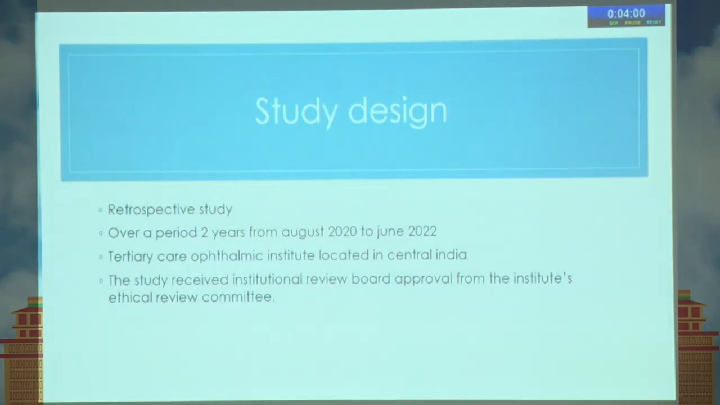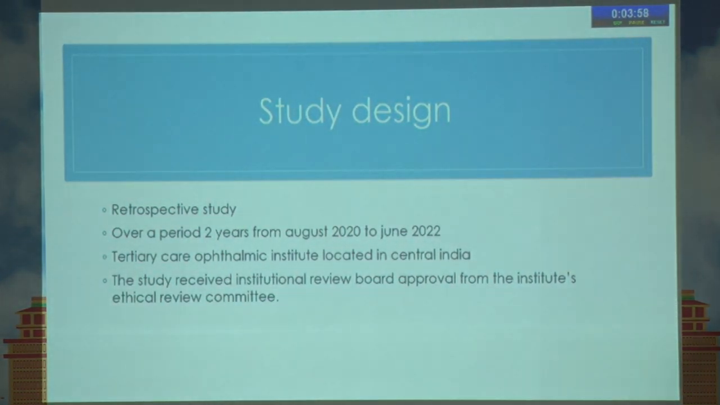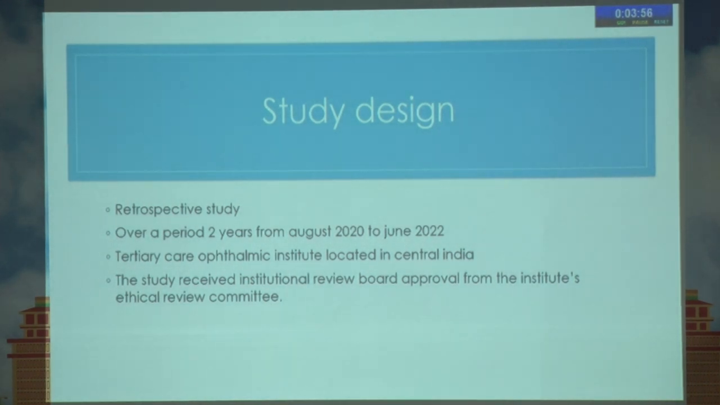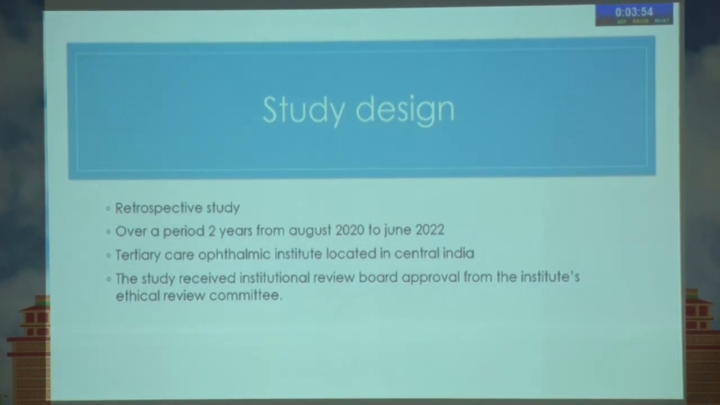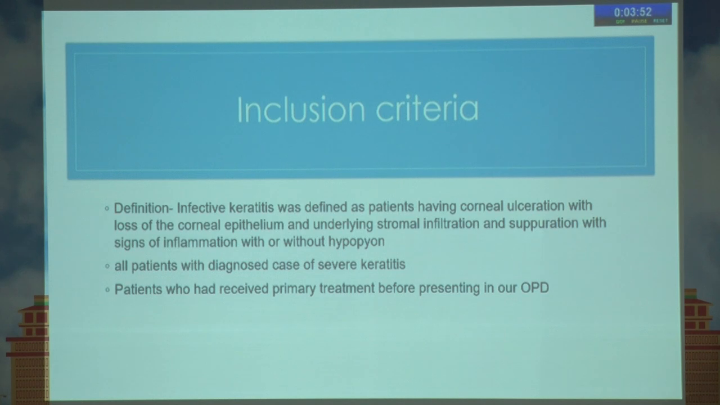It was a retrospective study over a period of 2 years, August 2020 to June 2022. The study received institutional review board approval from the Institute Ethics Committee. We defined infective keratitis as patients having corneal ulceration with loss of corneal epithelium and underlying stromal infiltration with suppuration, with signs of inflammation with or without hypopyon.